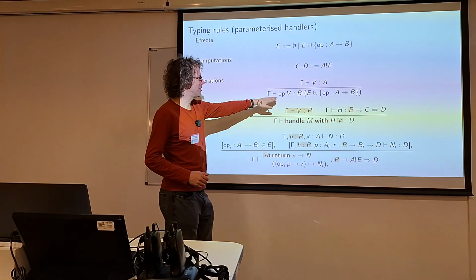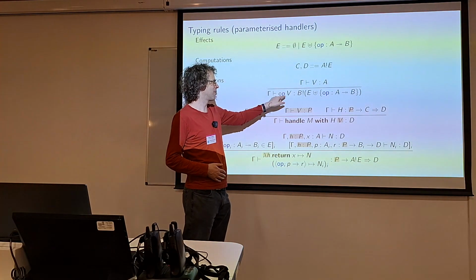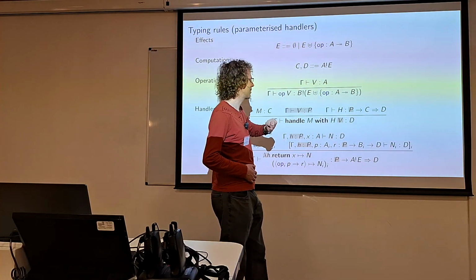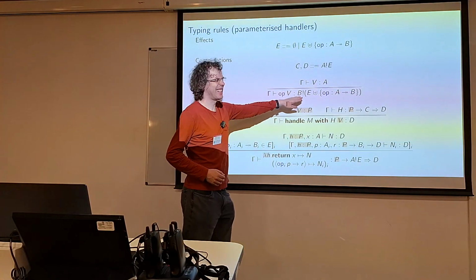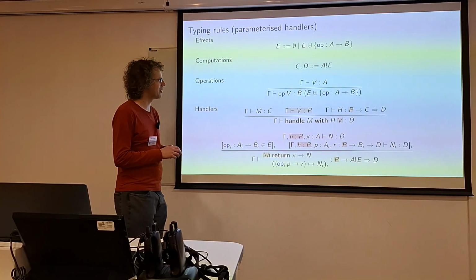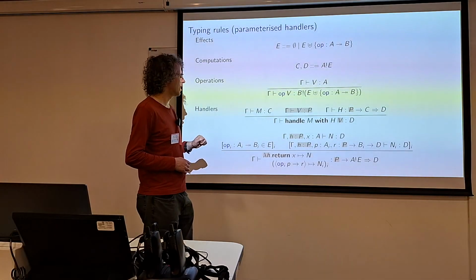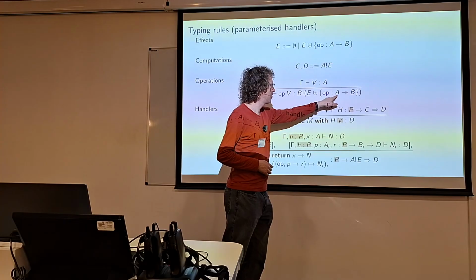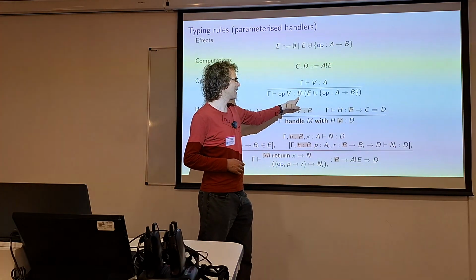The rule for operations just says, well, if I want to perform op, then it must be in my effect type. In a sense, effect type is really a sort of context, an effect context. It tells you which operations you're allowed to perform. And obviously the value you have here must match up with the input type of the operation, and the thing you get back is the output type.